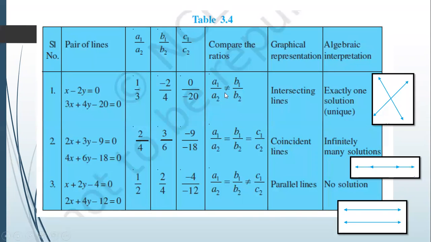So here if a1 by a2 is not equal to b1 by b2, then they are intersecting lines and they have exactly one solution, or unique solution. If a1 by a2 is equal to b1 by b2 equal to c1 by c2, then they are coincident lines and they have infinitely many solutions. If a1 by a2 is equal to b1 by b2 but not equal to c1 by c2, then they are parallel lines and they have no solution.